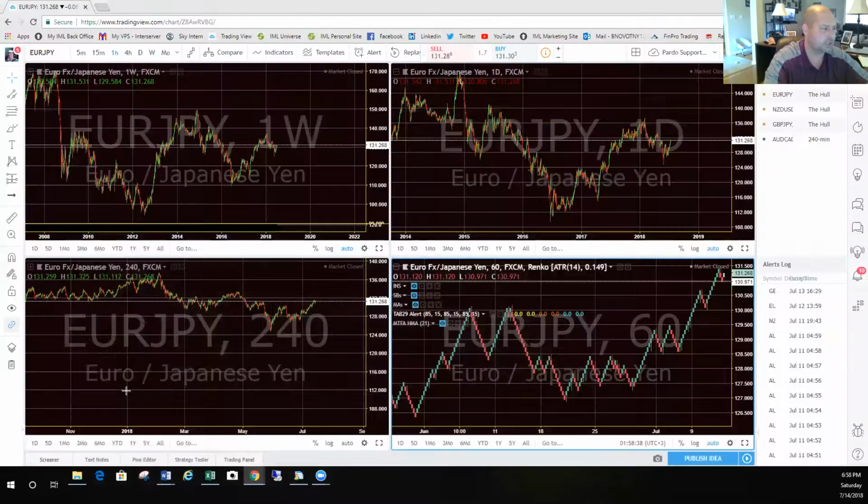So let's look at the charts. What I've got right here is I've pulled up Euro JPY, and this is the weekly time frame, the daily time frame, the 4-hour, and the hour. So we'll start out on the weekly.